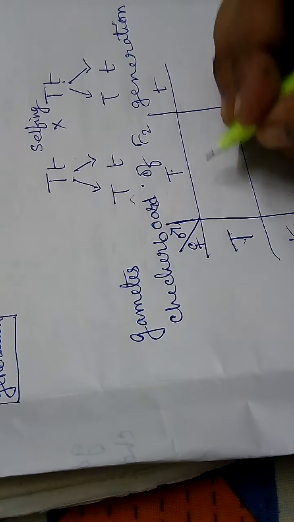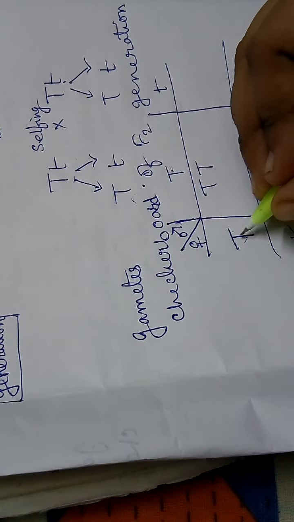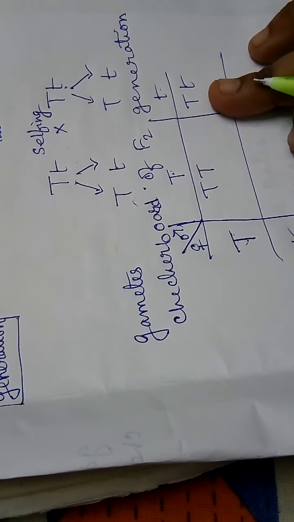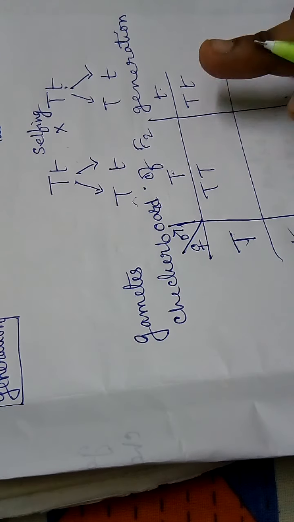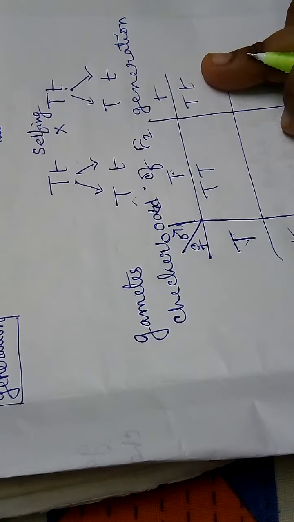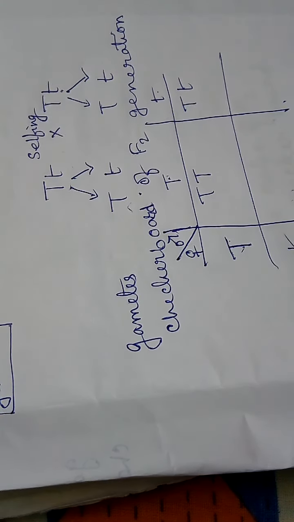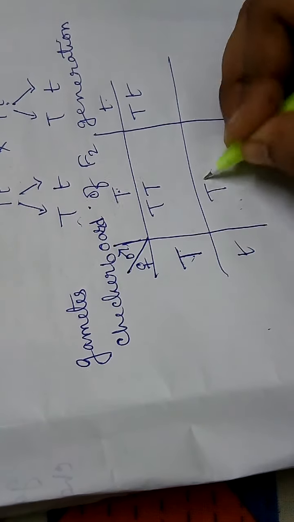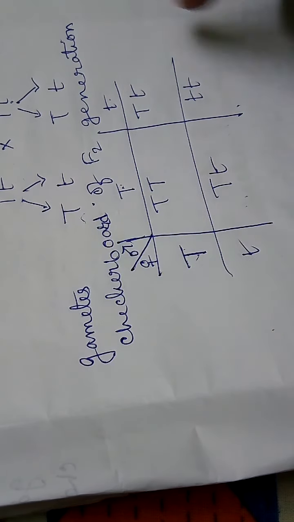Capital T, small t, capital T. Next capital T, small t. Why have I written capital T before small t? Because capital T is the dominant trait and small t is the recessive, so capital T is written before the small t. Next, same way, capital T, small t, again small t, small t. So these all are genotypes.